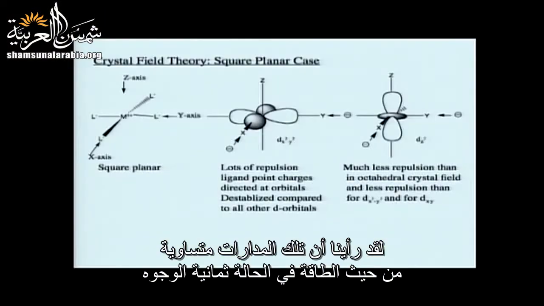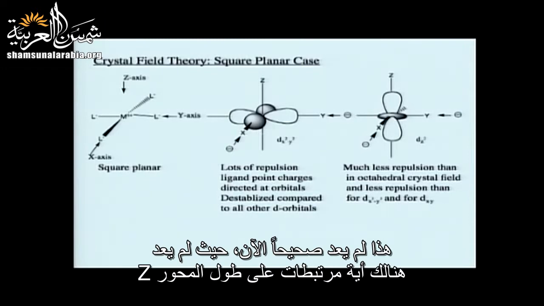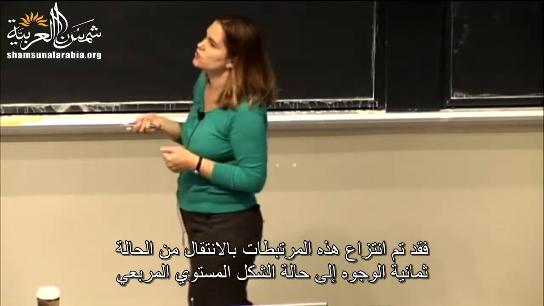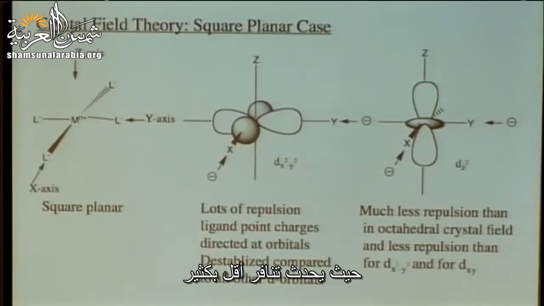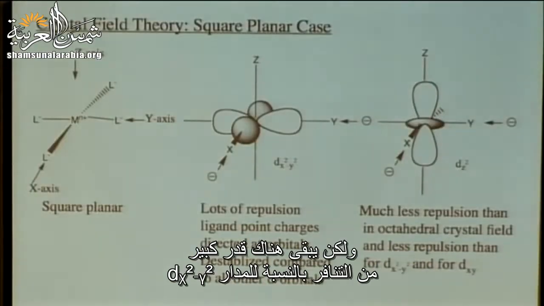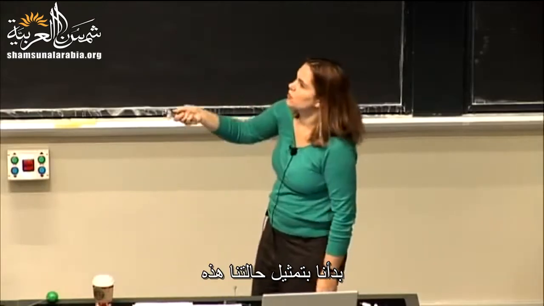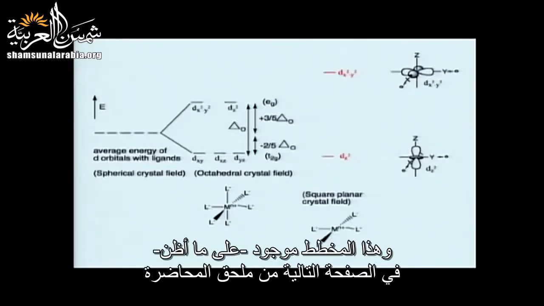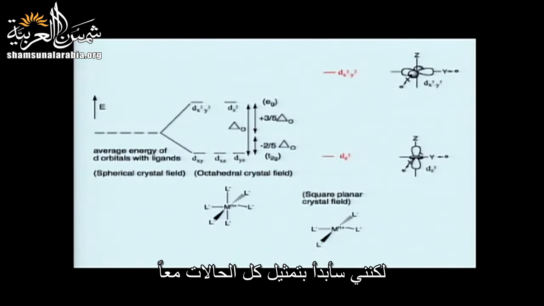So in the octahedral case, these were degenerate. That's no longer true, because there are no ligands along the z-axis anymore. So we took those off, going from the octahedral to the square planar. So you have much less repulsion. But with the dx squared minus y squared, you still have a lot of repulsion. So then if we start building up our case, and this diagram is, I think, on the next page of your handout, but I'm going to start building it all up together.